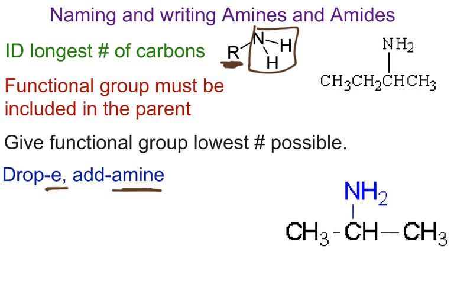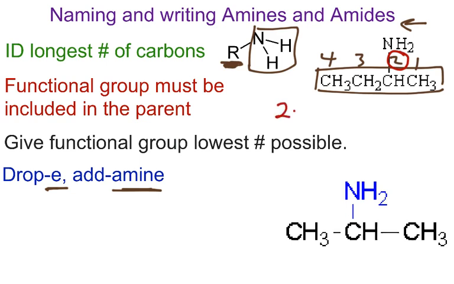So this guy over here at the top in the corner, we notice has 1, 2, 3, 4 carbons. We're counting from right to left because that will give our amino group the lowest number. So we notice that the amino group is located on carbon number 2. So what we simply say is 2.